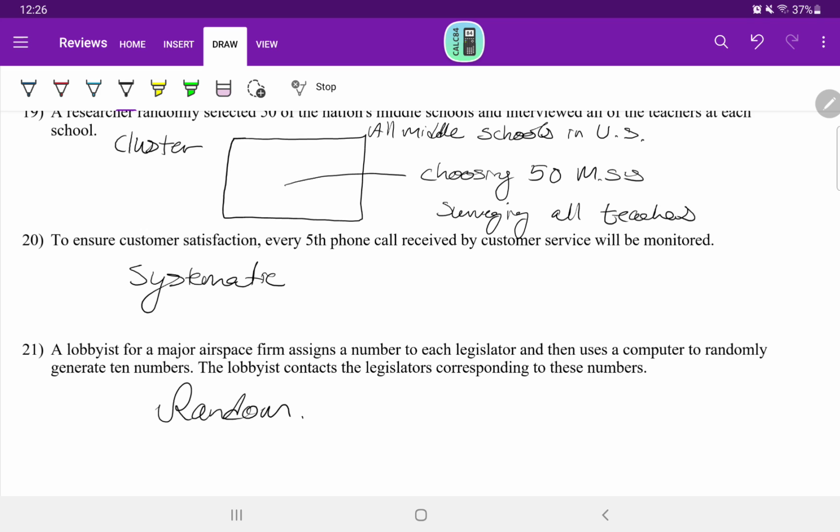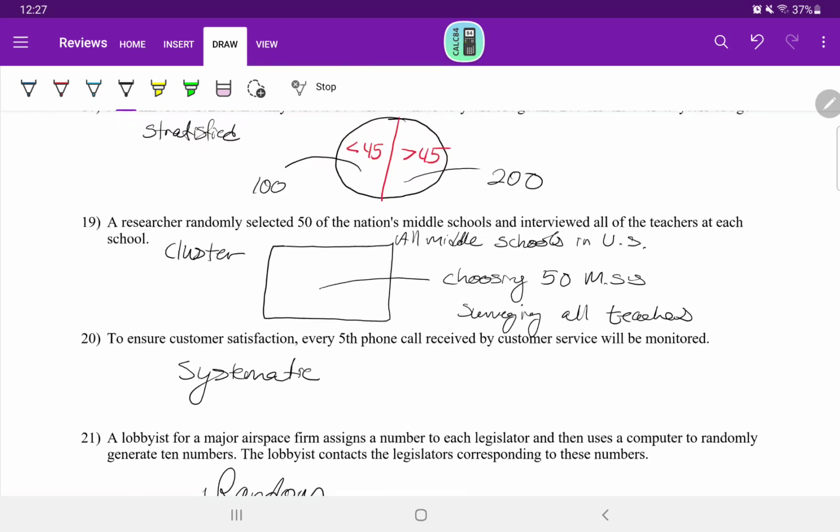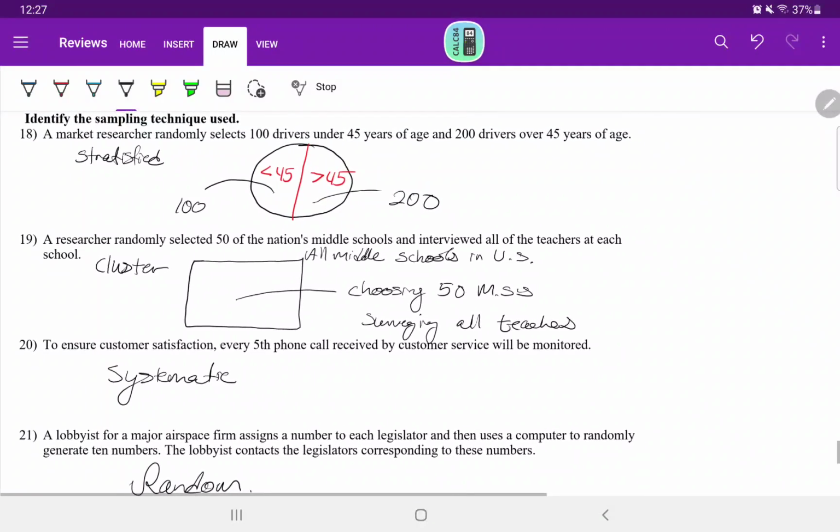That is random. And that is it to sampling, guys. Hope that made sense. Hope you understood it. Hope you enjoyed it. Hope you see the difference between stratified and cluster.